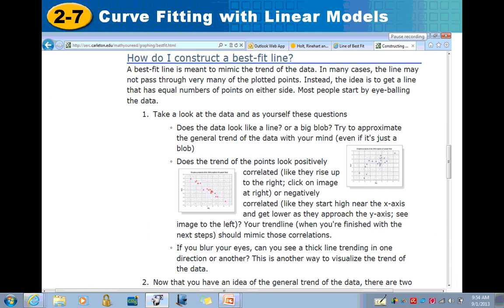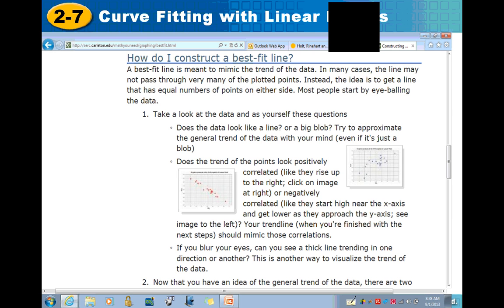So, now that we've gone over why we do it, how do I construct a best fit line? A best fit line is meant to mimic the trend of the data. Trend is the general way it's going. In many cases, the line may not pass through very many of the plotted points. Remember, we're not connecting the dots. It doesn't have to go through every single dot. Instead, the idea is to get a line that has about equal numbers of points on either side, above and below. Most people start by eyeballing the data.